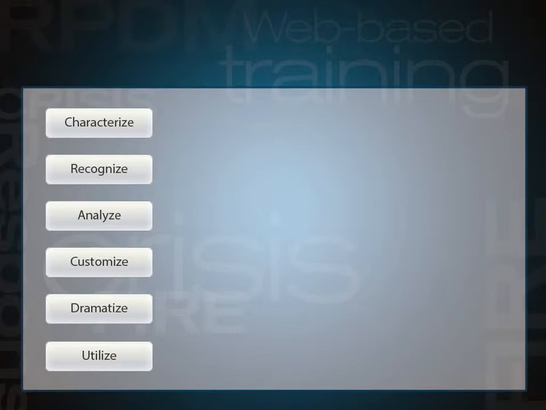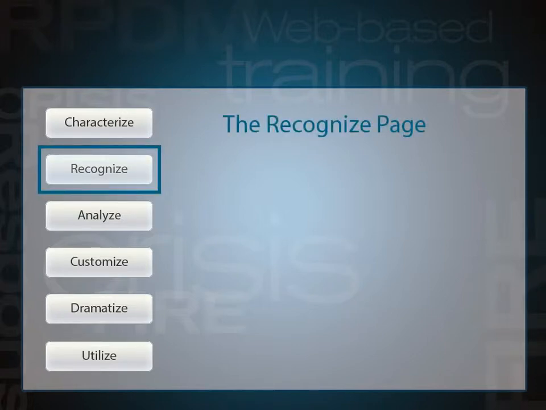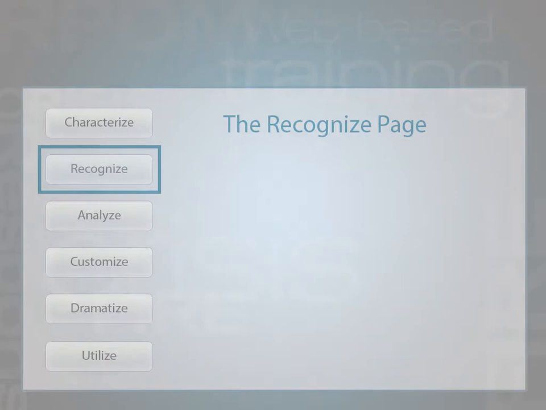In this module, we'll take a look at the second step in the decision process, recognize. We'll learn about the purpose and the features of the recognize page while I demonstrate how to use it.